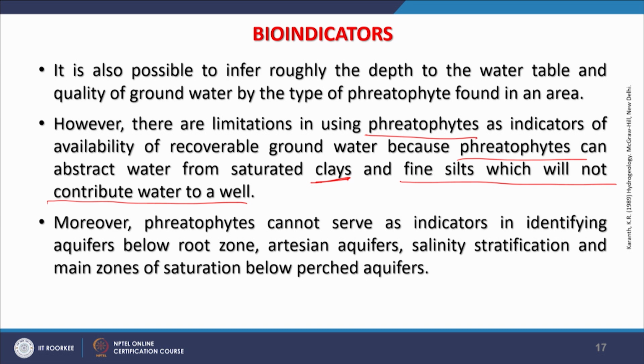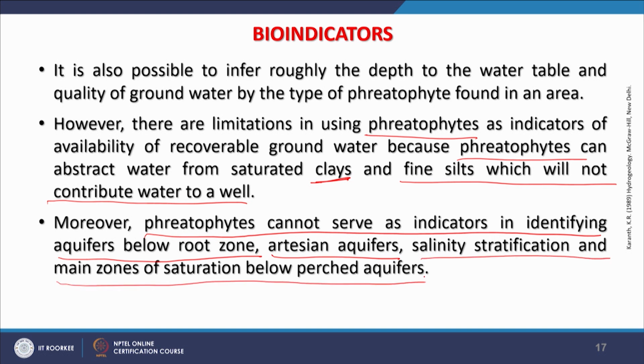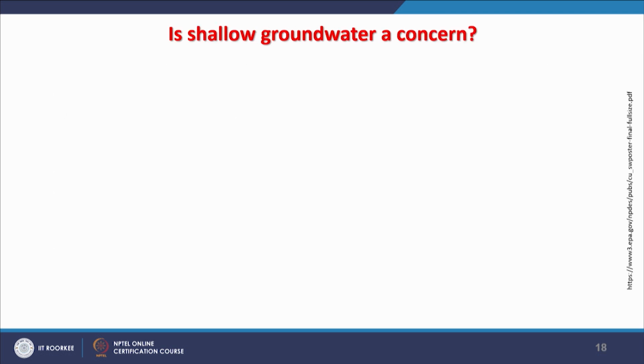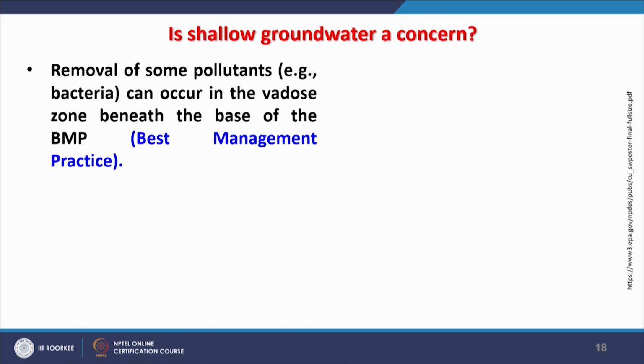Moreover, these plants cannot serve as indicators in identifying aquifers below the root zone, because the roots will not go there and these kinds of plants will not grow. So if you have deeper groundwater conditions, you may not see them. Further, they may not be useful in artesian aquifers, salinity stratification, or saturation below a perched aquifer. Of course, these are indicators, not conclusive, and can be used along with other data sets to find out the groundwater or shallow groundwater conditions.